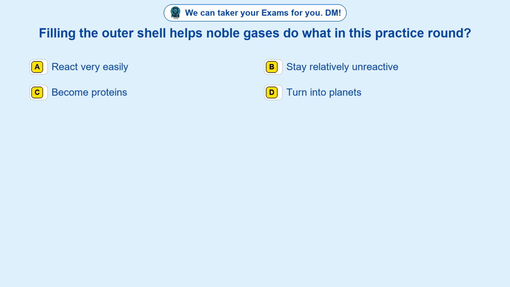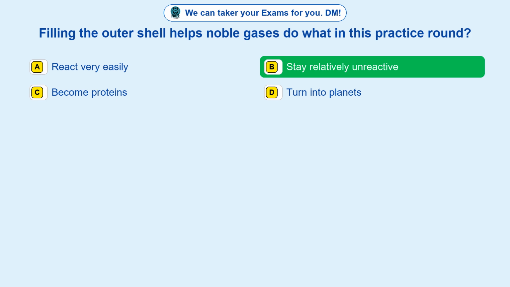Question 41. Filling the outer shell helps noble gases do what in this practice round? Option A, react very easily. Option B, stay relatively unreactive. Option C, become proteins. Option D, turn into planets. The correct answer is option B, stay relatively unreactive.